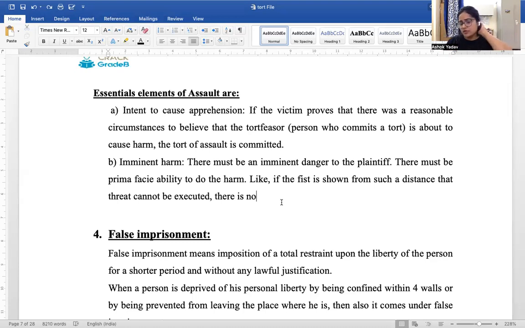And in the case of assault, the apprehension that is caused in the mind of the plaintiff should be from such a distance that reasonable apprehension is created. Suppose that person is saying on the phone that I'll come and I'll give you a tight slap, something like that. Then it will not be an assault. Imminent harm should be there. That person should be in proximity to hit and cause reasonable apprehension in the mind of the plaintiff. Then only it will be called assault.